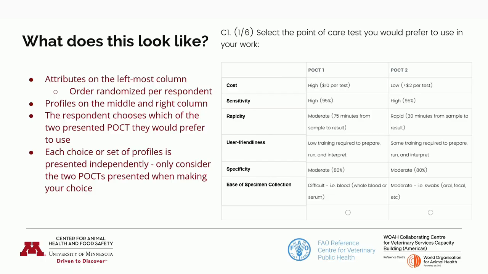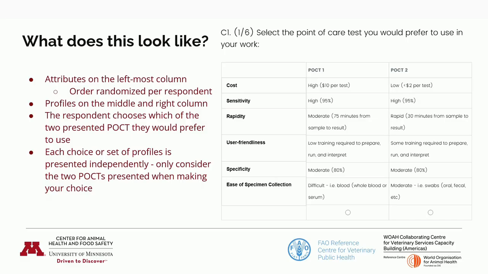So what is it actually going to look like? We are using Qualtrics to present our point of care test analysis or assessment survey. The attributes are located on the leftmost column. The order of these attributes is randomized per respondent, and this is done, again, to reduce bias. If we had them all immediately in the same order, a lot of people would look immediately towards sensitivity and just use that to make their judgment.